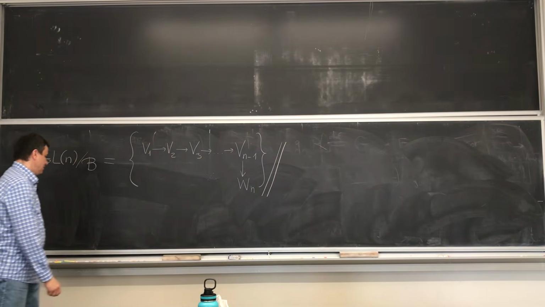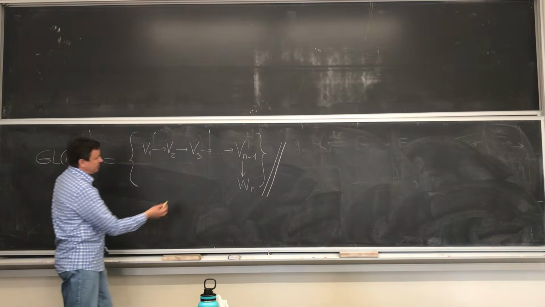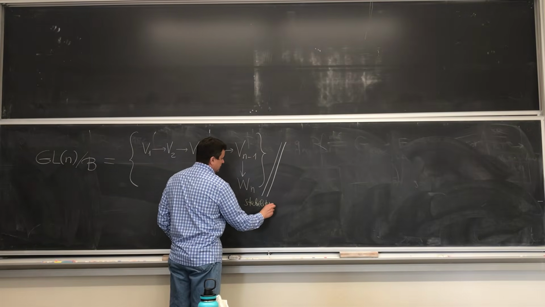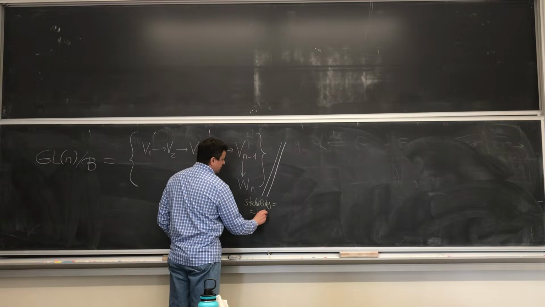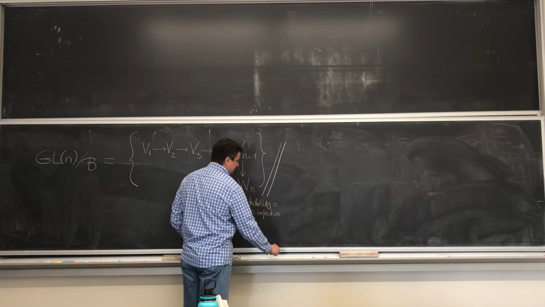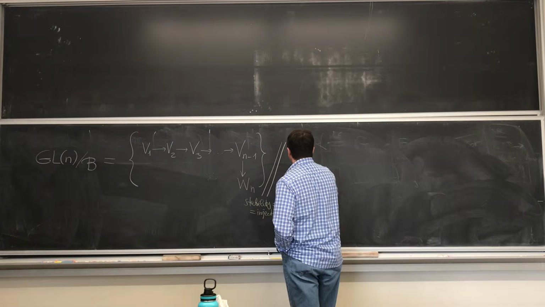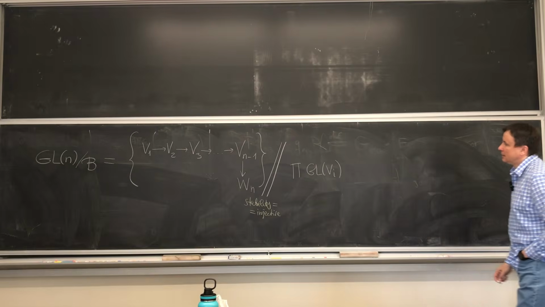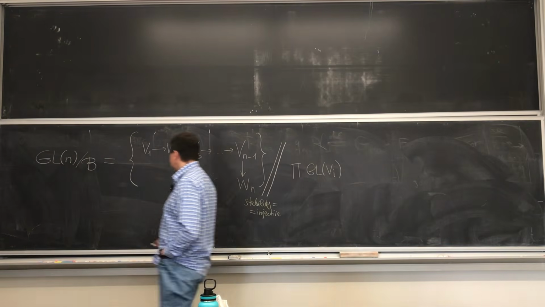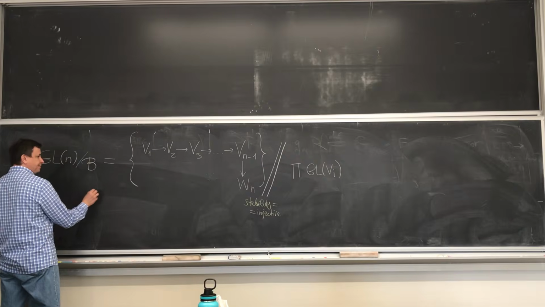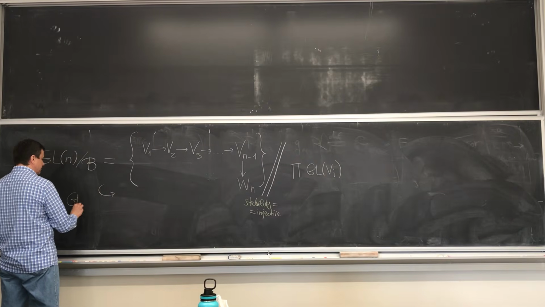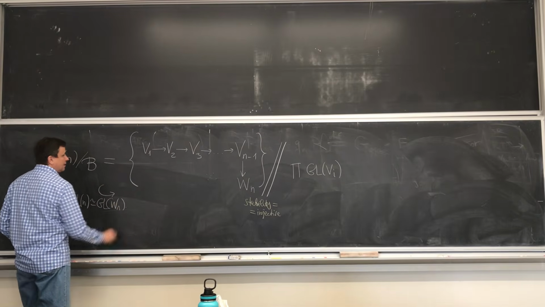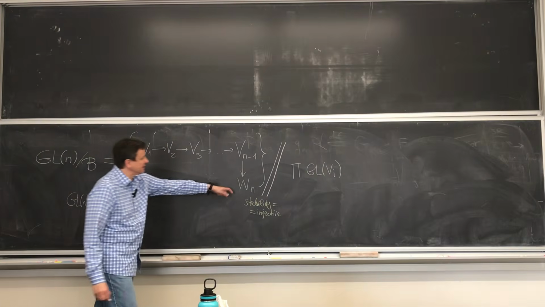this is a GIT quotient where the stability means all these maps are injective, and modulo the product of GL(V_i), and that's the resulting action of GL_n, which is GL_n acting on W_n. That's by just X and this space.